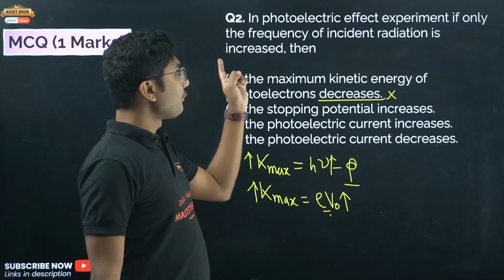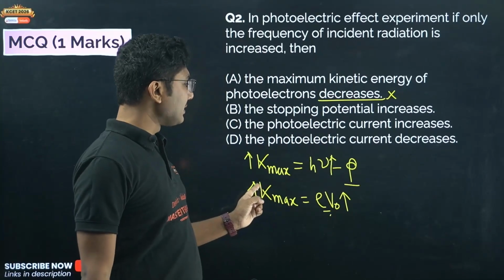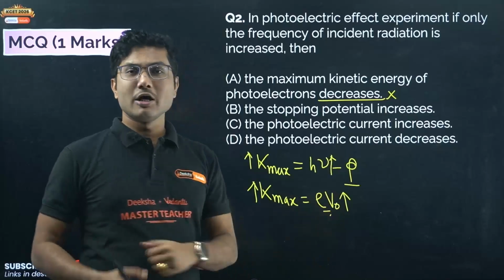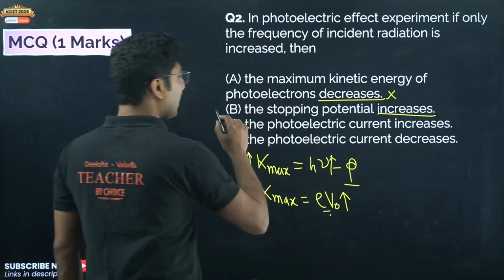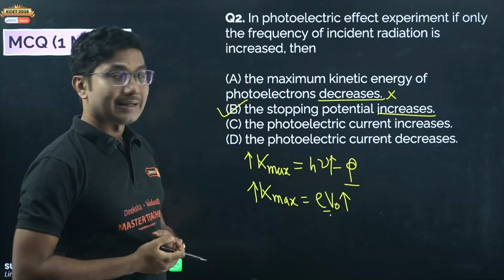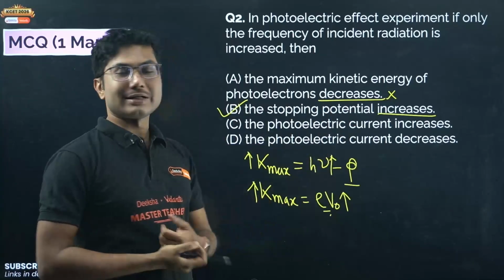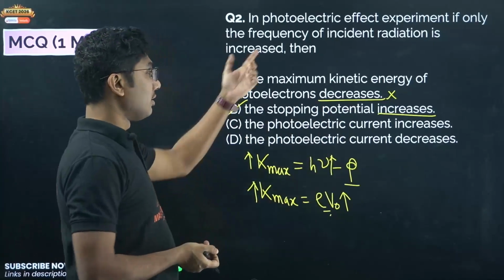Right? So if frequency increases, Kmax increases. If Kmax increases, stopping potential increases. So this is the correct statement, because the stopping potential is getting increased. So that is the correct statement from this statement.